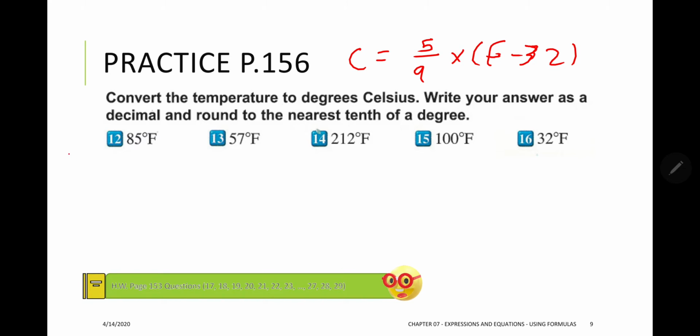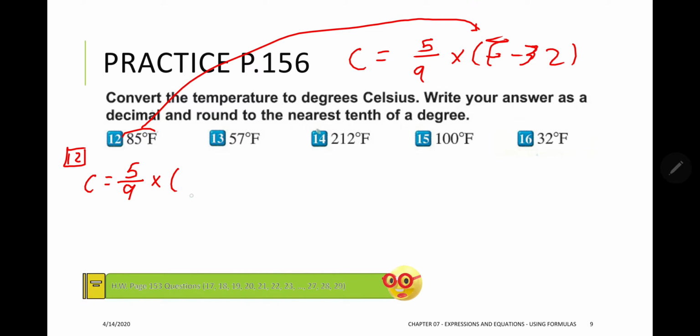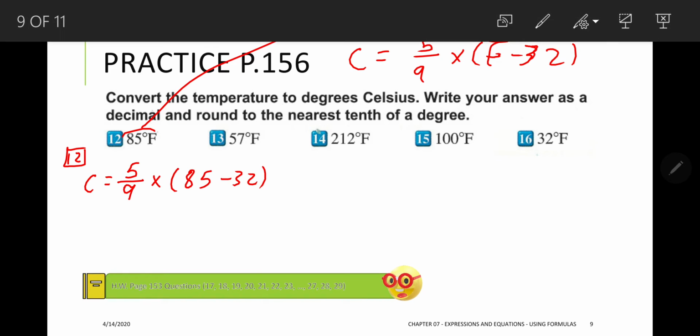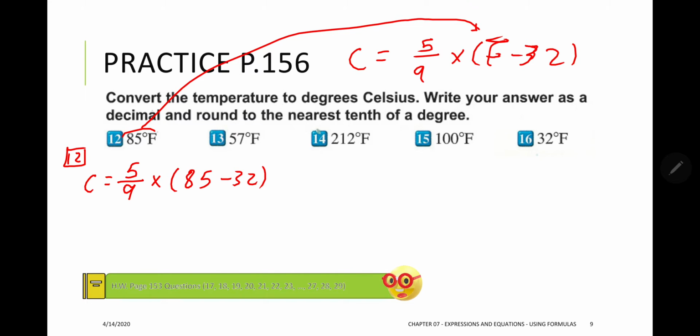We will start with number 12. Let's solve it to see how we can find the result. To find the result for that one, first, I don't need to write down the formula again, okay? Just in place of F in here, just write 85, okay? So let's go with it. C is equal to 5 over 9 multiply F minus 32. F is 85 minus 32. First, you need to go with the brackets. Remember the order of operations? So let's go with it.